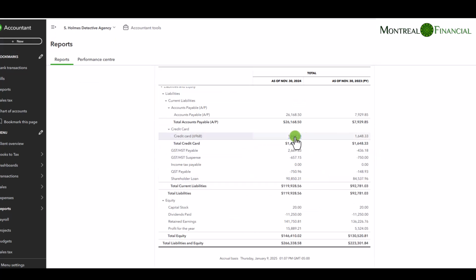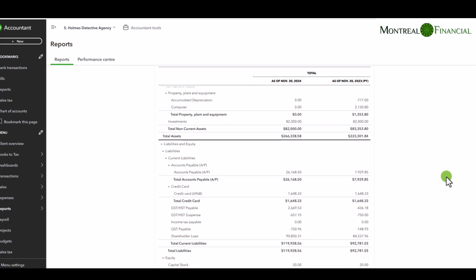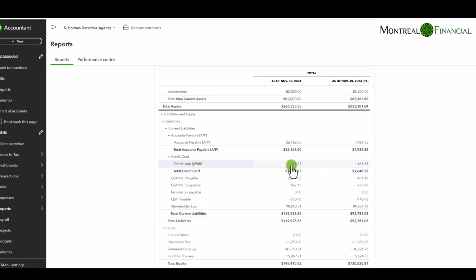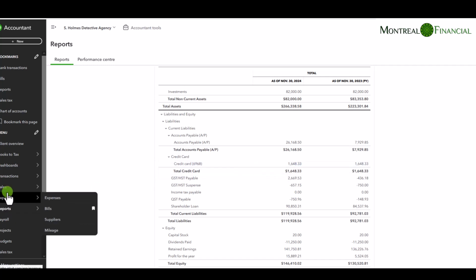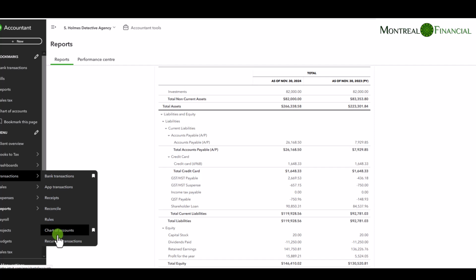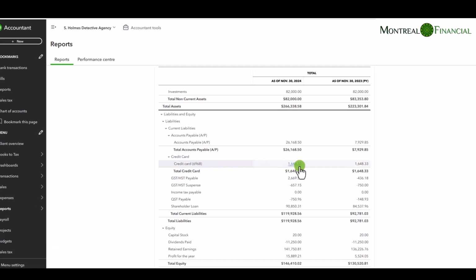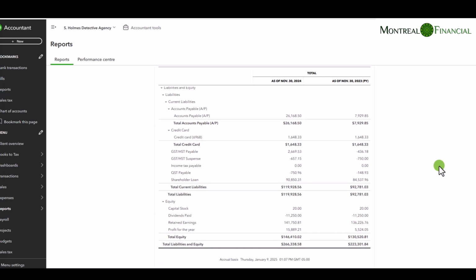Next, for the credit card, similar to the bank statement, it is essential that you reconcile this to your credit card statements. And so again, you would go to the transactions, you would go to reconcile, and then choose the credit card that is listed here from the dropdown. And you might have several, and you would want to reconcile each one and make sure that the balances agree to the statement. Any discrepancies should be investigated. And again, you will find lots of videos on this on YouTube.